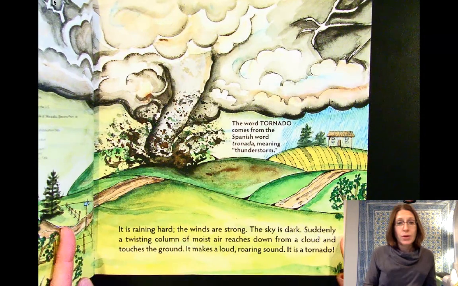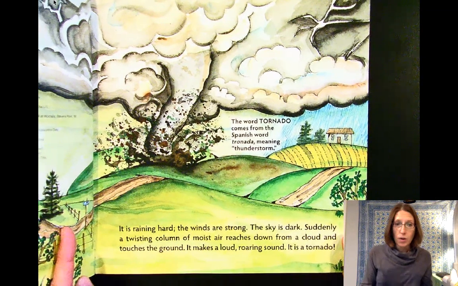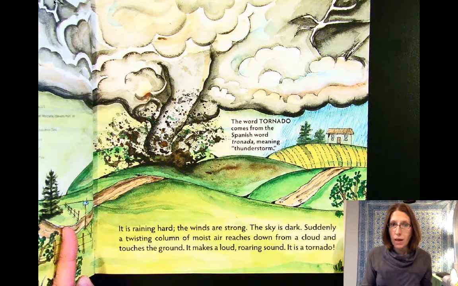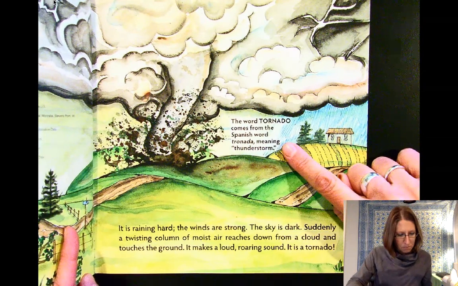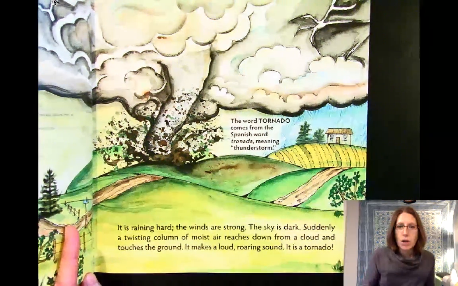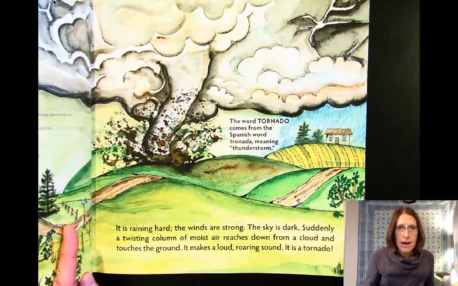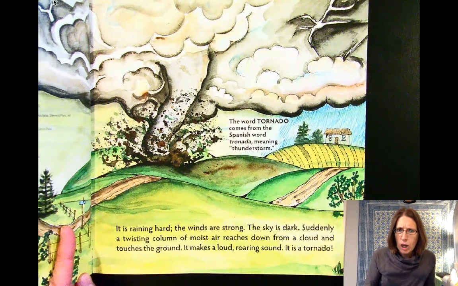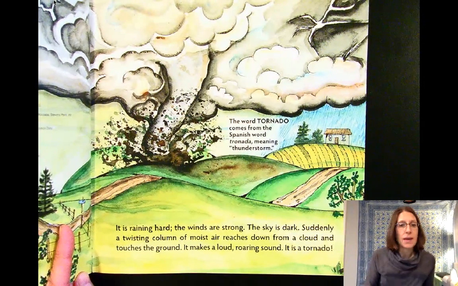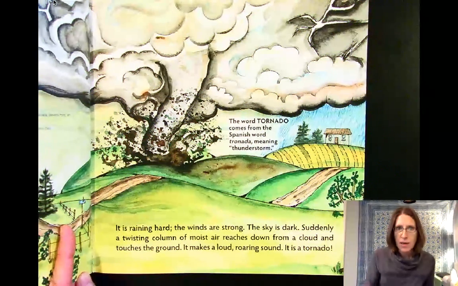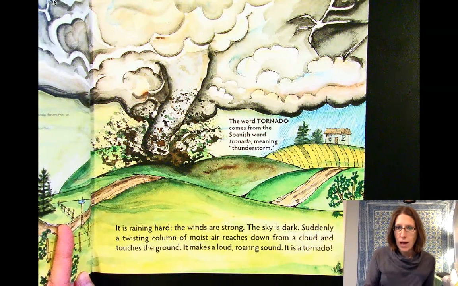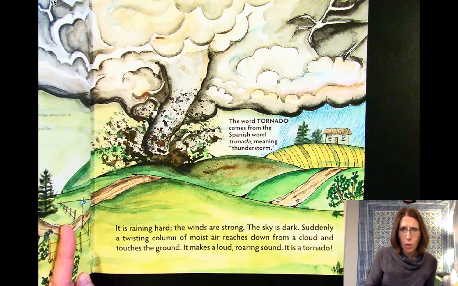The word tornado comes from the Spanish word tronada, meaning thunderstorm. I didn't know that. It is raining hard, the winds are strong, the sky is dark. Suddenly, a twisting column of moist air reaches down from a cloud and touches the ground. It makes a loud, roaring sound. It is a tornado.